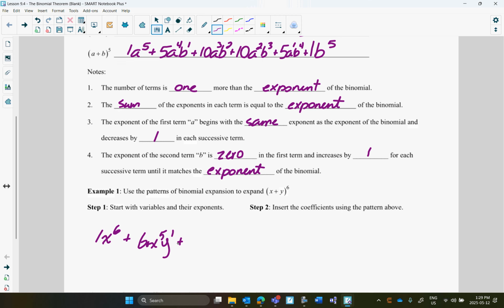Remember, we're here now. So it'd be 15 x to the fourth, y squared. Then plus 20 x to the third, keep going down by 1 on the x's, keep going up by 1 on the y's, maintaining a sum of 6. And then we get 15 again, x squared, y to the fourth. Check myself there. Plus 6, x to the first, y to the fifth, plus 1, y to the sixth.